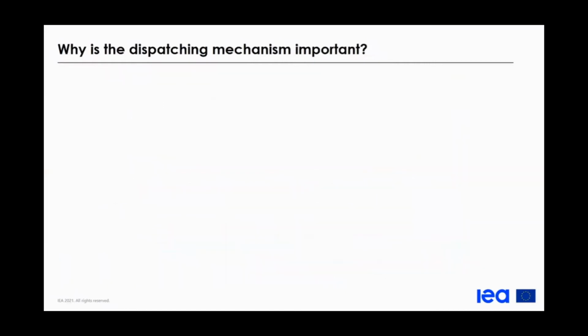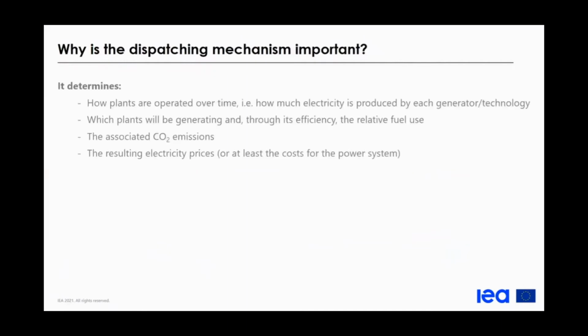So why is the dispatching mechanism important? This module helps determine a number of very important elements. So how plants are operated over time, how much electricity is produced by each technology, which plants will be generating, and then, and I'll come back to that later, the fuel use and associated emissions. And we saw that just in the previous slide, the price.